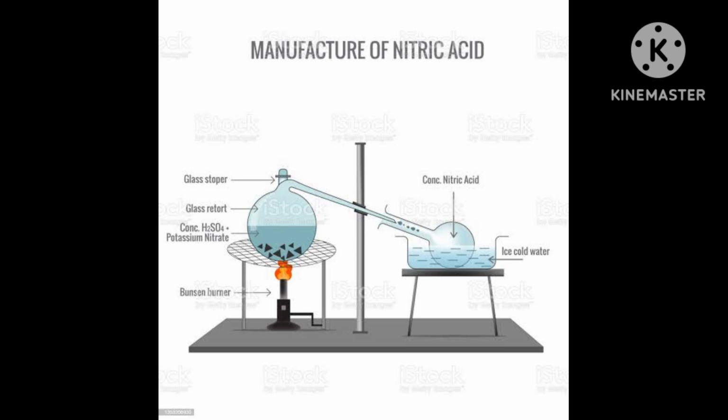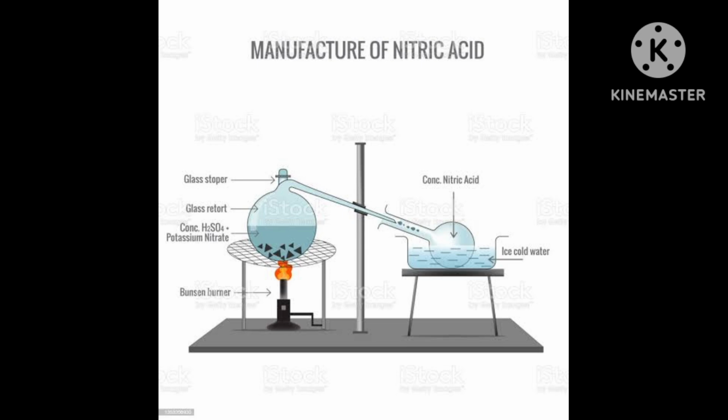Noble metals, examples are gold, platinum, etc. These are considered noble metals because they will not react. They will not react with air, water, even with acids also. That's why they are called noble metals. Then after reacting with other metals, what product it will form, that I am telling you.